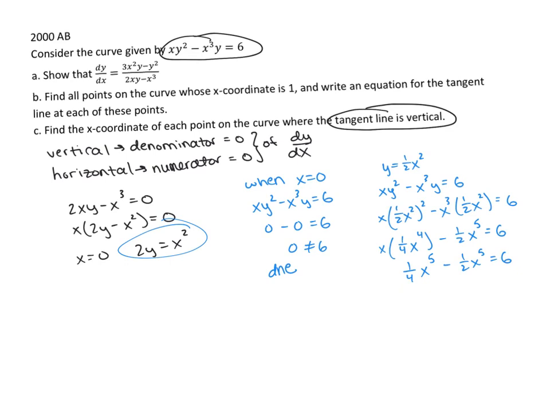If I multiply everything by 4, I can clear this fraction pretty quickly. I would have a negative x to the 5th equals 24. x to the 5th is negative 24. And x is the 5th root of negative 24, which turns out to be the right answer to this question.